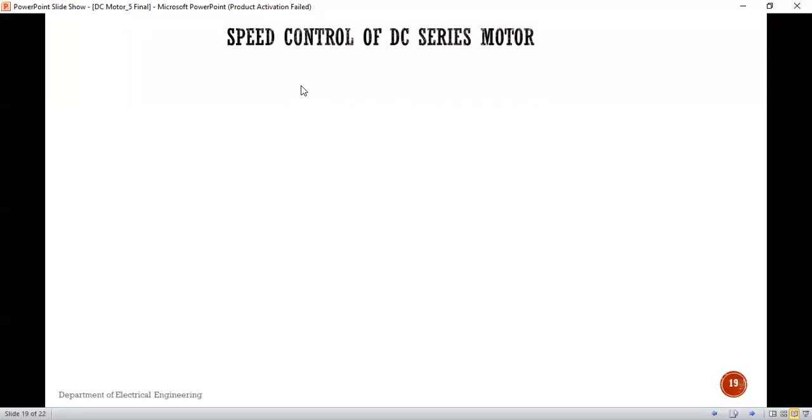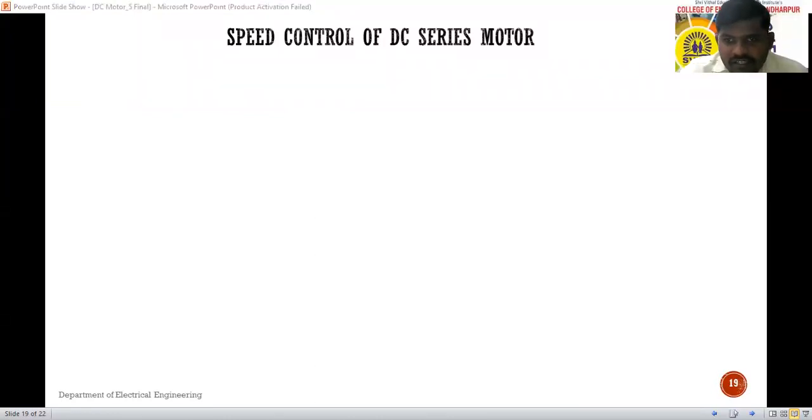As I have already told, there are two techniques for speed control of a DC series motor: the flux control technique and the armature control technique. In the flux control technique, we have already discussed one method, the field diverter. Now the remaining techniques we will discuss in this lecture.